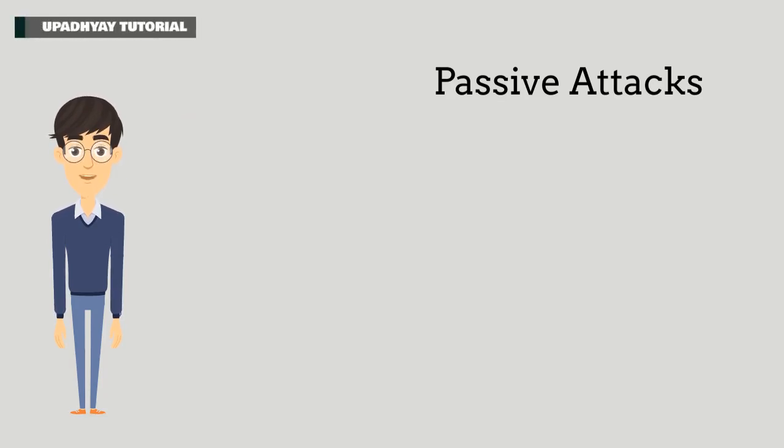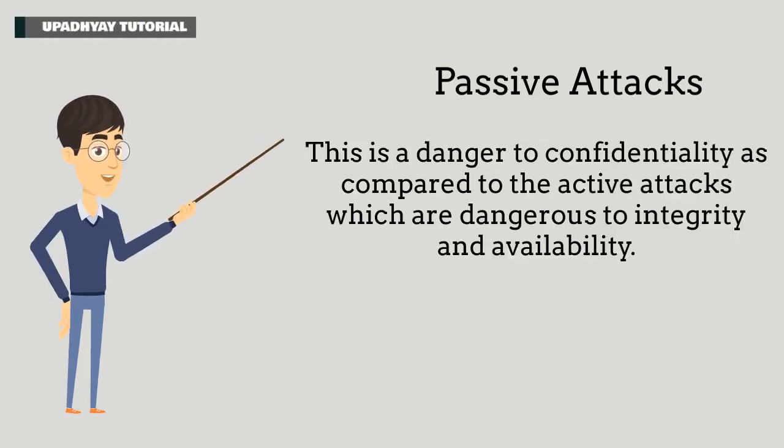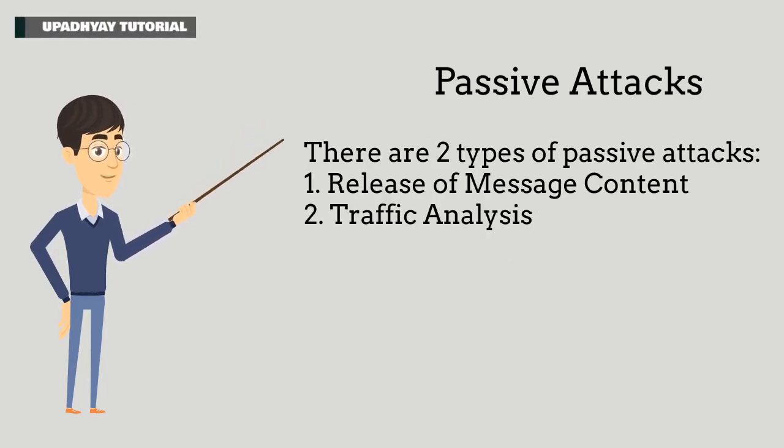Now, this is difficult for you to detect unless you keep visiting the settings to check the devices where your account is logged in or you keep your notification for a login switched on. This is a danger to confidentiality as compared to the active attacks which are dangerous to integrity and availability. I hope you have understood what passive attacks are. There are two types of passive attacks, which are release of message content and traffic analysis. We will learn about these two in detail later.